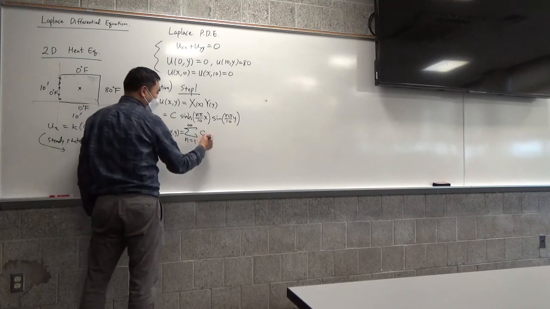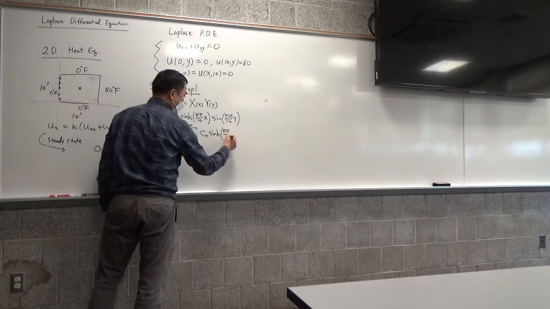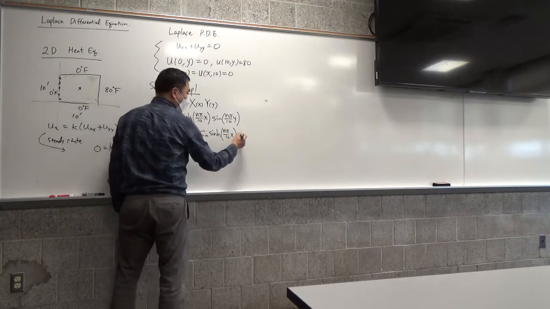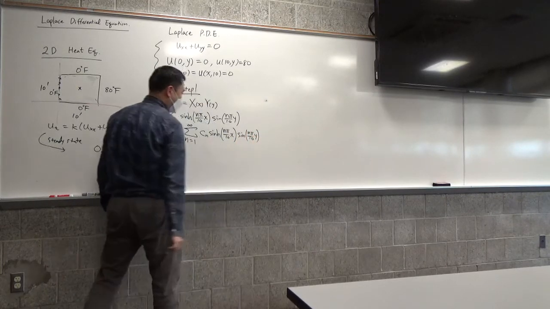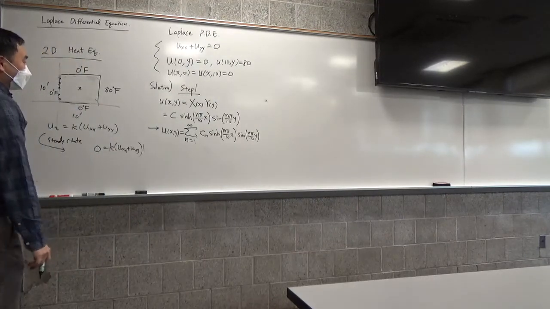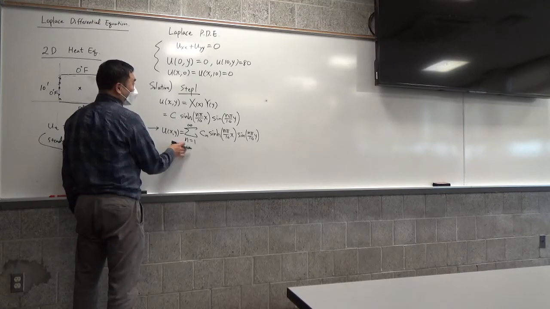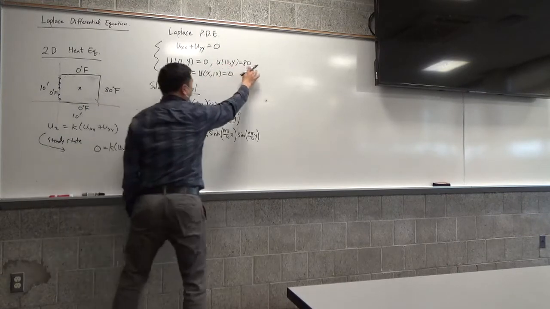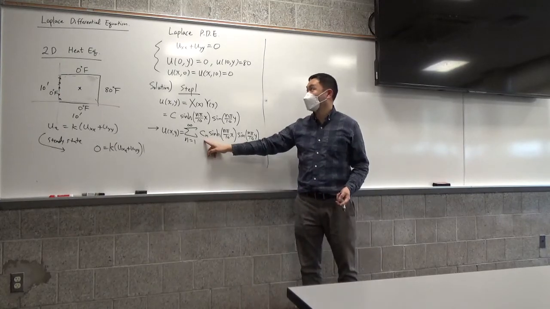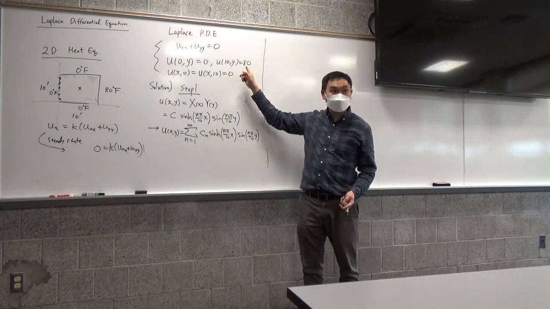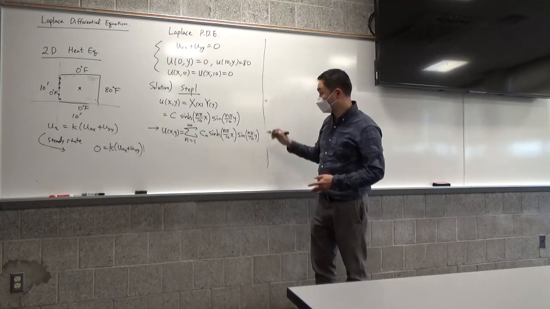So you add them up: C_n sine hyperbolic of n pi over 10 x times sine of n pi over 10 y, like that. And then, since the only condition that it does not satisfy is this one, all I have to do is to find the values of C_n that would make this one work, and then we are done. That's the solution, okay? So let's write down what that means.